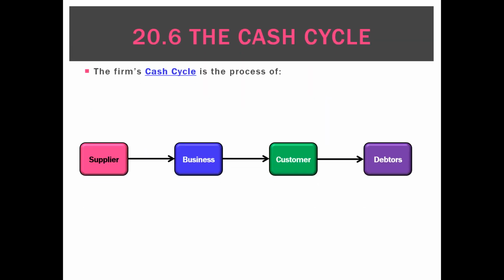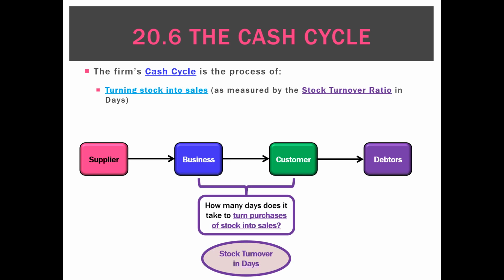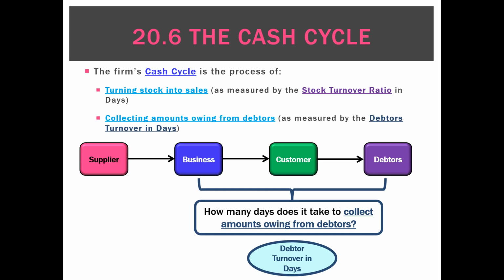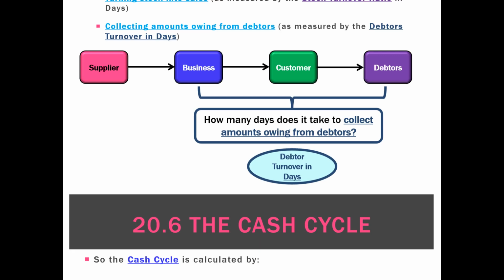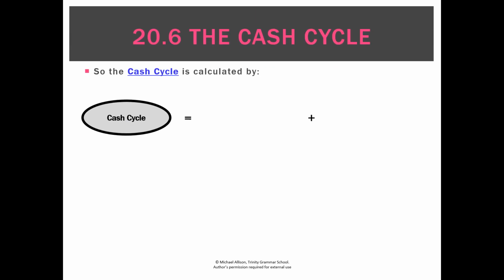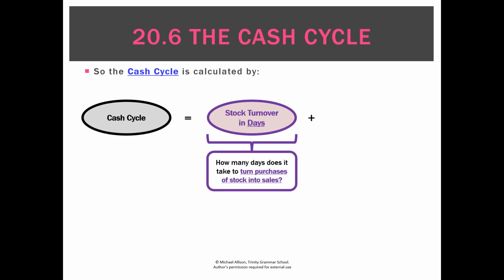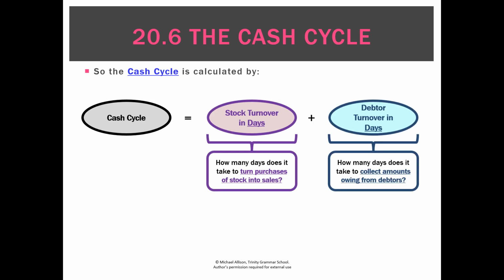It's simply the total time that it takes a business to sell stock to customers, which we measured in our stock turnover in days. And then for the sales that have been made on credit, the average time it takes to collect those amounts owing from debtors, which is measured by our debtors turnover ratio in days. So together, the cash cycle is very easy to calculate. It is our stock turnover in days plus our debtors turnover in days, and that will equal our total cash cycle.